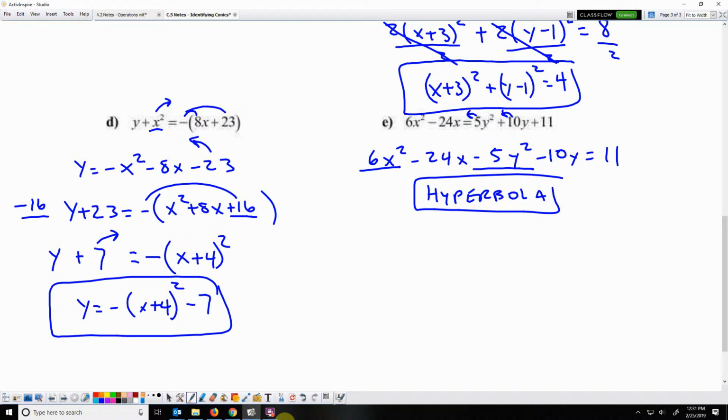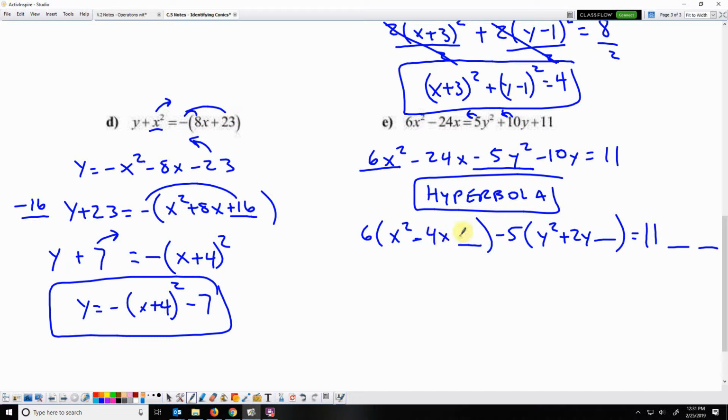Okay, so now to complete the square, I need to factor a 6 out of these x terms. 6 times x squared minus 4x blank. Okay, then I'm going to factor out a negative 5. Minus 5 times y squared plus 2y blank equals 11, and 2 matching blanks.